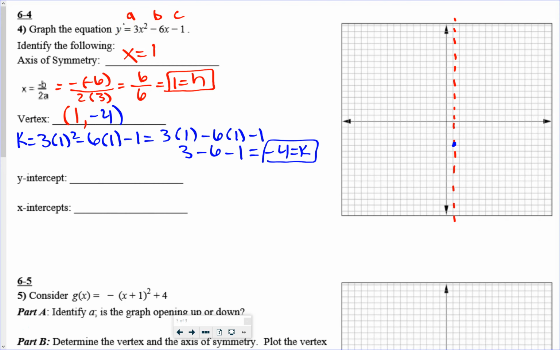All right, y-intercepts. For a y-intercept, we make x equal to 0. In standard form, it's also our c value. So what is my y-intercept? It's going to be (0, -1). I'm going to go ahead and plot the reflection point on the other side. It's already pretty narrow, which we expected because of that number 3.